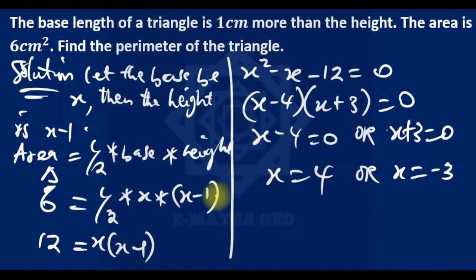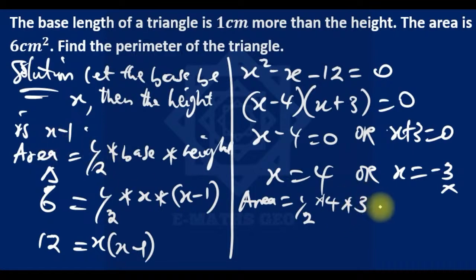But common sense will tell us that since area is half base times height, we know that area is half base times height. We won't take the negative value, because it can't be negative. Half base times the height is 3, x minus 1, which is 6. Yes. If you substitute the value of base and height, it gave us 6. This implies that this is a right angle triangle.